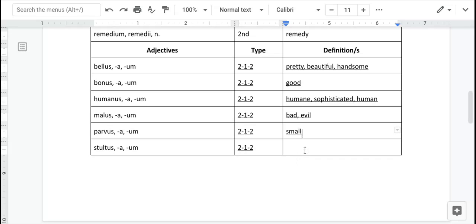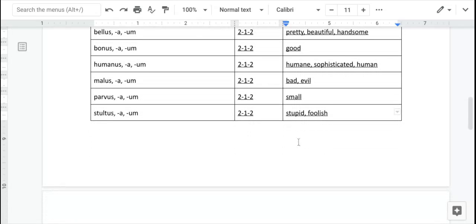You can have a parvovirus, which is a small virus. Okay? That's very relevant. All right, stultus means stupid or foolish. All right, you can stultify someone. You can like confuse them, make them foolish.